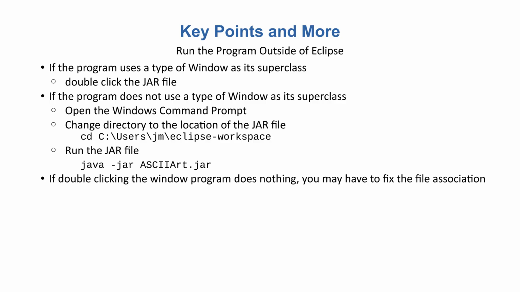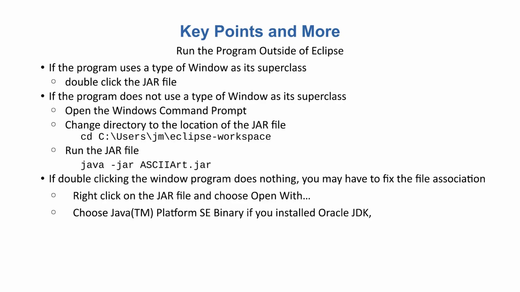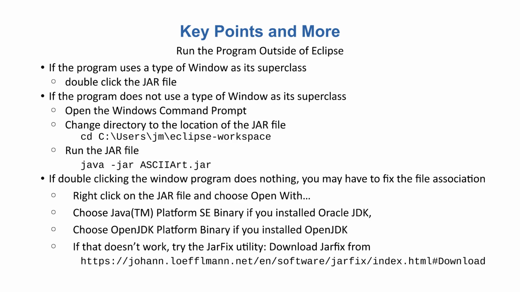If double-clicking the jar file for a program that uses a type of window for its superclass does nothing, you may have to fix the file type association. Right-click on the jar file and choose Open With. Choose Java TM Platform SE Binary if you installed Oracle JDK. Choose Open JDK Platform Binary if you installed OpenJDK. If that doesn't work, try the JarFix utility. Download the JarFix utility from this website.